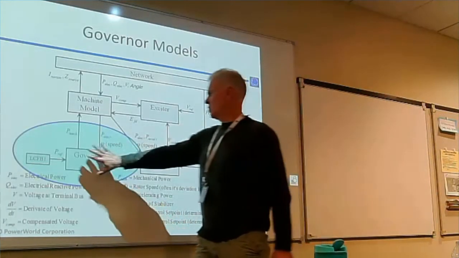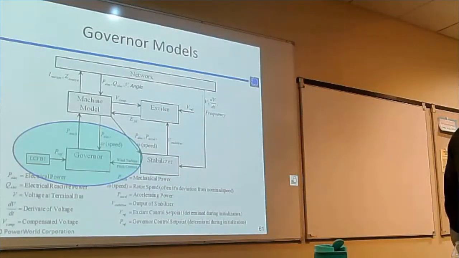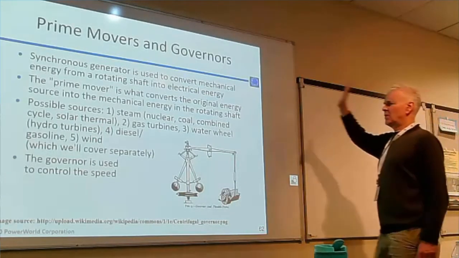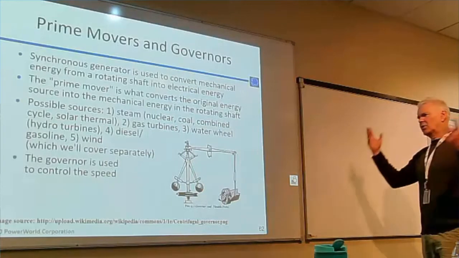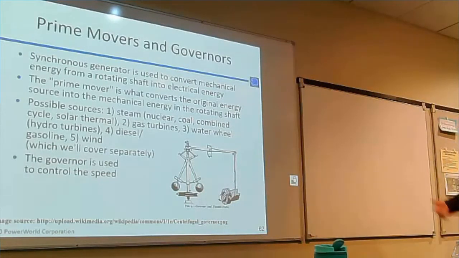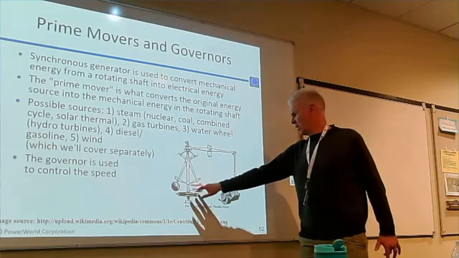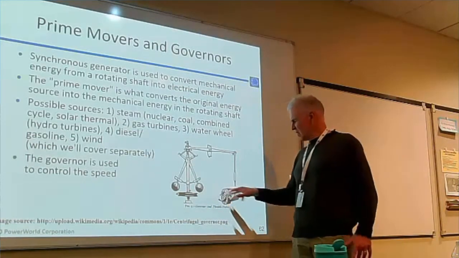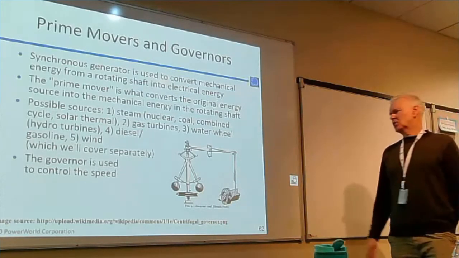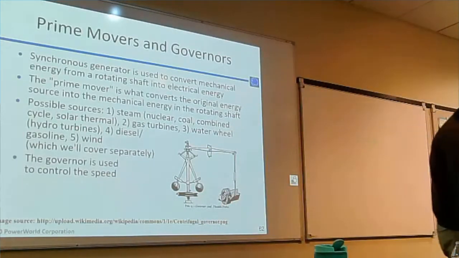Governors are used to control the speed on your system. This is kind of a cartoon view of a governor, which I got off of Wikipedia. Of course, a synchronous machine is used to convert mechanical energy from a rotating shaft into electrical. The prime mover converts it. You can have different sources for that, of course: steam, hydro, gas. The governor is used to control the speed. And this is an early governor. It's a flyball governor, a simple control device where you want your generator to move at some speed, and you have a flyball where the balls go up if it's going fast, they come down if it's going slow, and you use that to control a valve position on your machine.